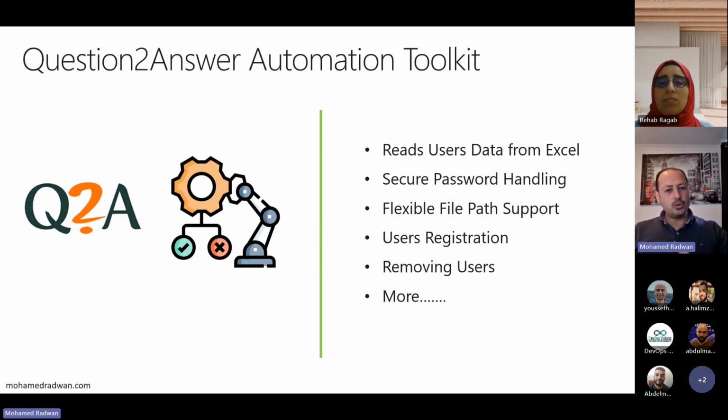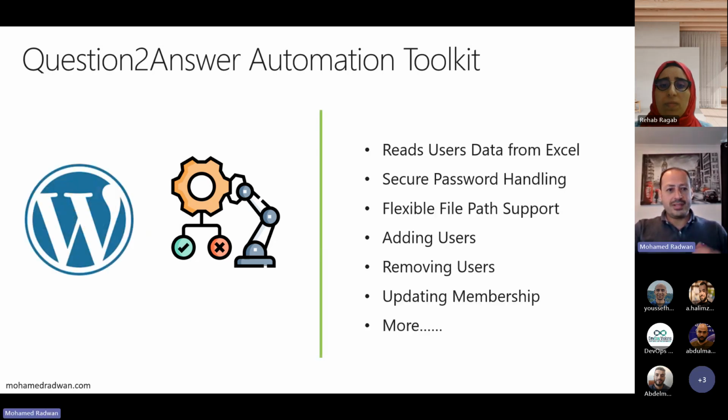So we developed a toolkit to automate several tasks for Question2Answer, this knowledge base. Like, for example, adding users, because sometimes we have many people joining our community. So if we want to add, let's say, hundreds or thousands of users, we can automate adding them or removing them. So this toolkit and framework will give you the ability to automate several tasks in no time.